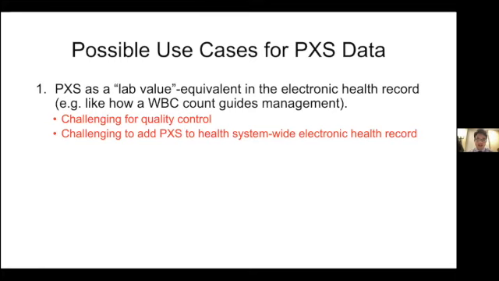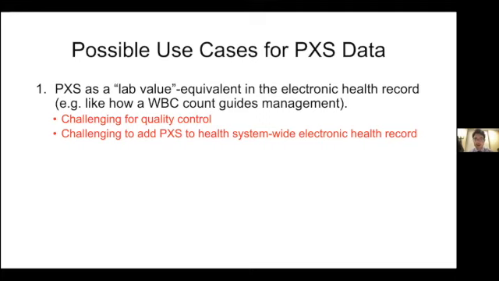So now that we had the PXS score coming over into a database, we were thinking of the possible use cases for this data. We have all the data. How can we make this useful for clinicians or radiologists? So our first idea was, how can we use PXS as something like a lab value equivalent in the electronic health record? Much like how a white blood cell count can guide clinical management, you could also do some sort of clinical risk profiling by treating the PXS as kind of like a lab value.